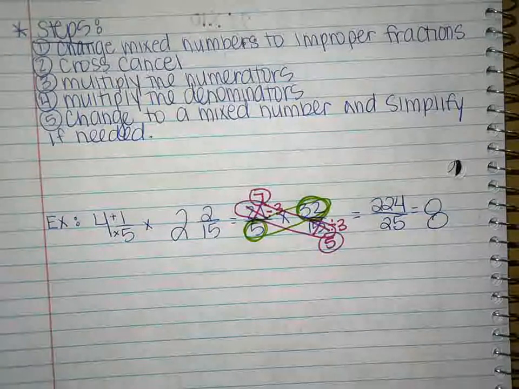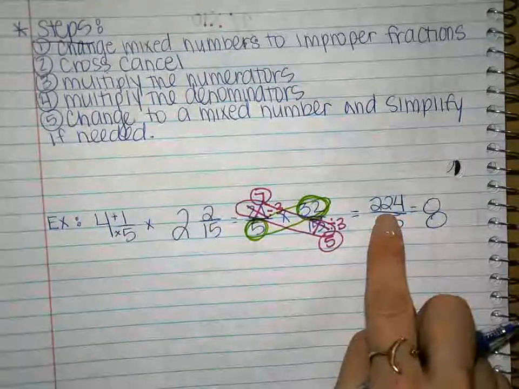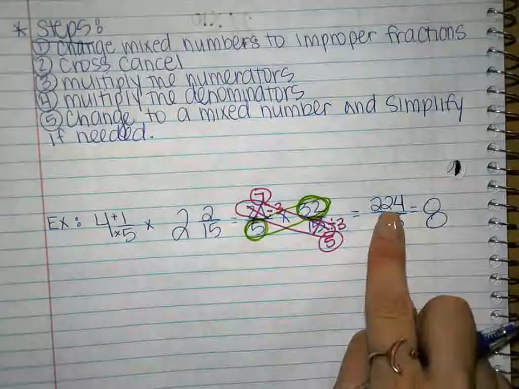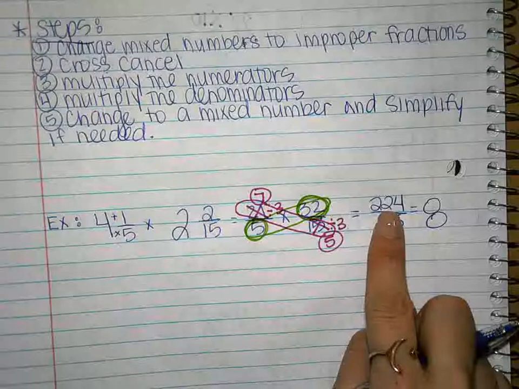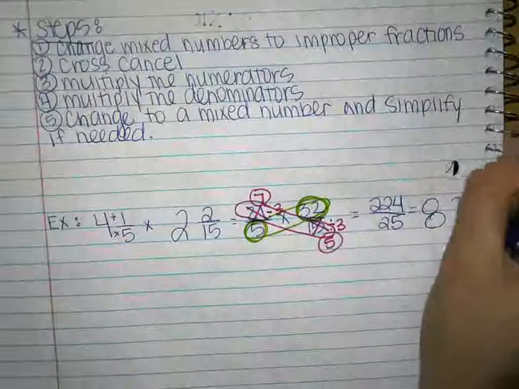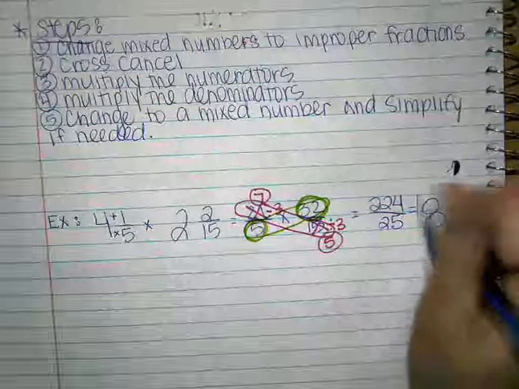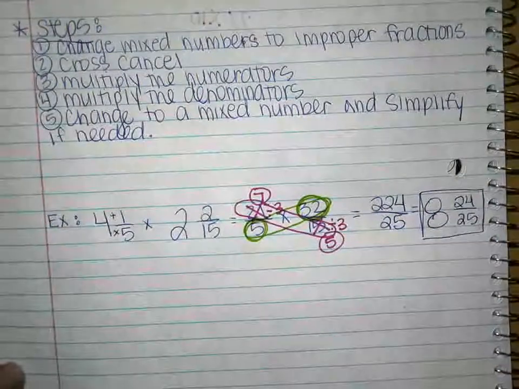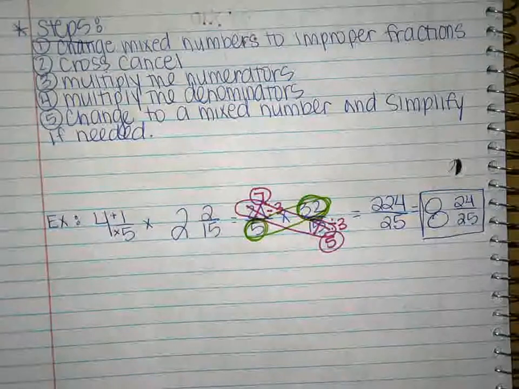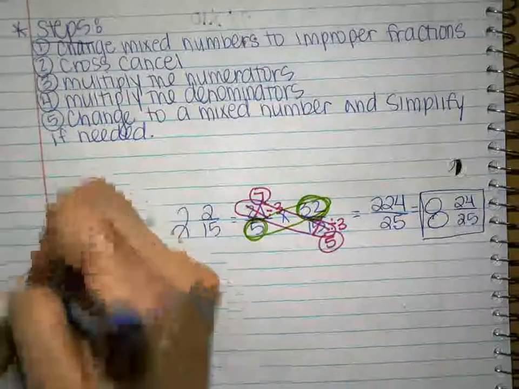Because what's 8 times 25? 200. And if I have 224, what's the difference between 224 and 200? 224 minus 200 is? So you should have 8 and 24/25. There's going to be a lot of mixed numbers to improper fractions in multiplying. So you're going to have to know how to go back and forth between both. Let's try another one.